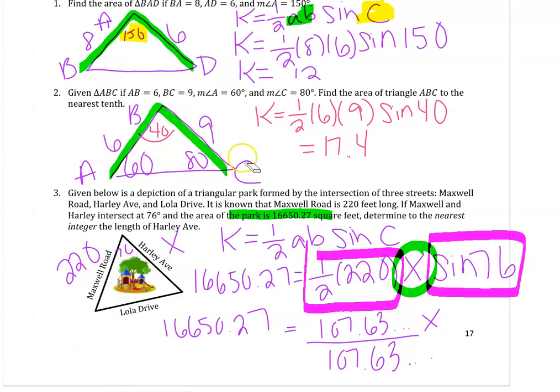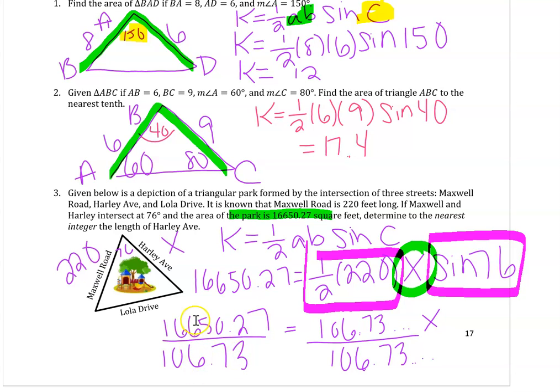Excuse me, sorry, I messed that up. I'm going to fix that. 106.73. All right, so we're dividing both sides by that. And I'm just doing dot, dot, dot there so you guys know I'm doing the full decimal.